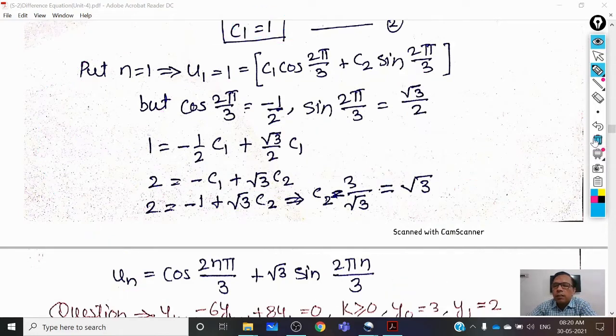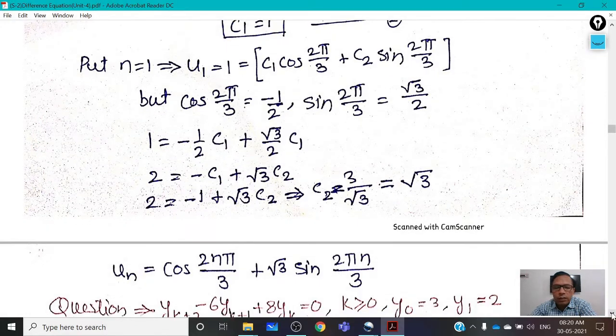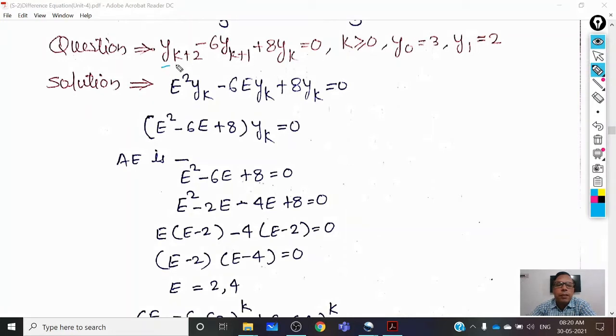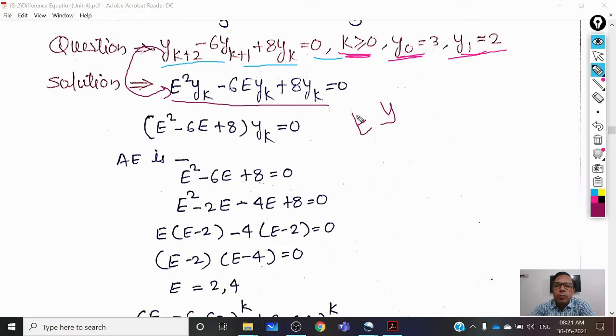So the next question is y(k+2) minus 6 y(k+1) plus 8 y(k) equal to 0, where k is greater than or equal to 0, y0 equal to 3 and y1 equal to 2. So how to solve this question? This equation can be written in the form of E by using the formula E^k y(n) equal to y(n+k).